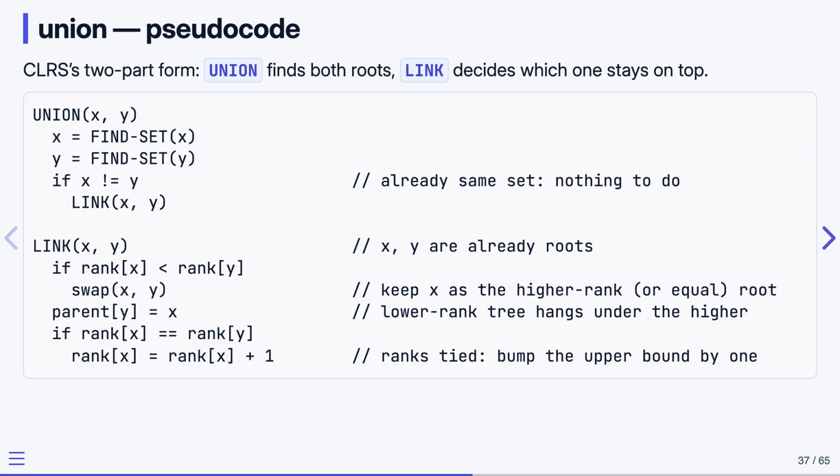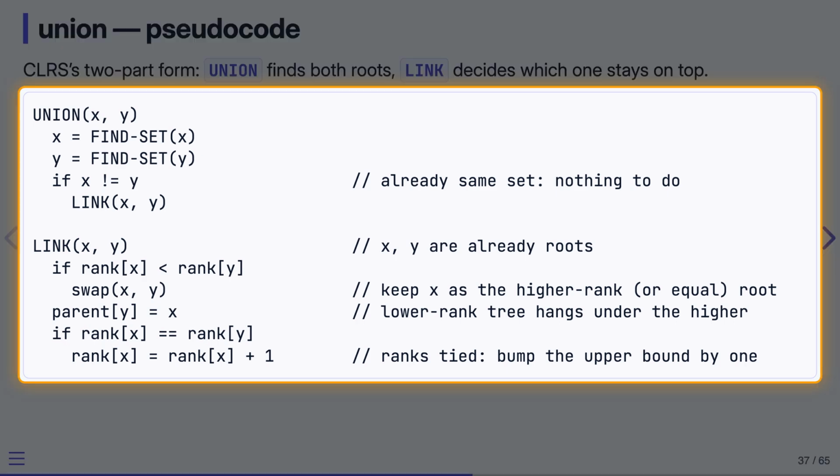Let's write union as pseudocode. This is the two-part form from the CLRS textbook. Union finds both roots. Then a helper called link decides which root stays on top. Union of x and y is short.